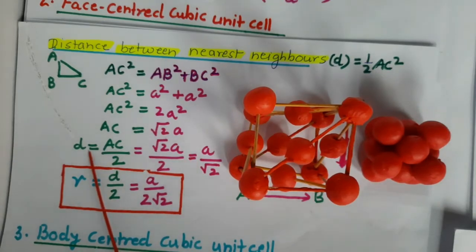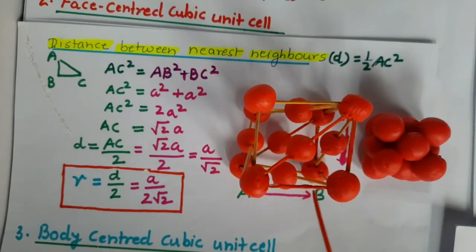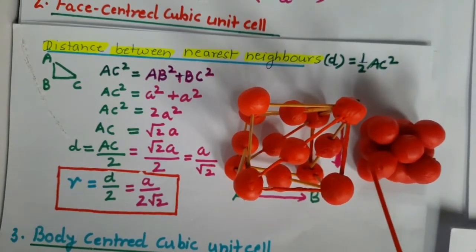And we know that the distance between the nearest neighbor in this type of unit cell is equal to half of AC, because the spheres placed along the face diagonal touch each other. So the distance between the nearest neighbor will be equal to AC divided by 2. Substituting the value of AC, we get root 2 A divided by 2, and that is nothing but equal to A by root 2.